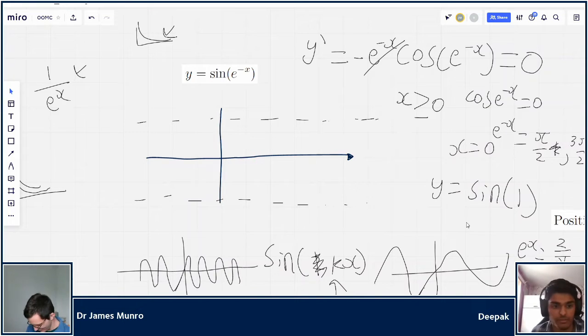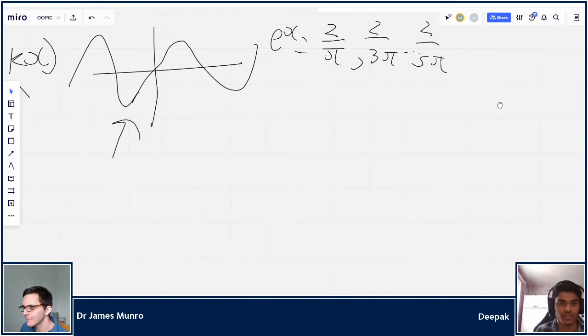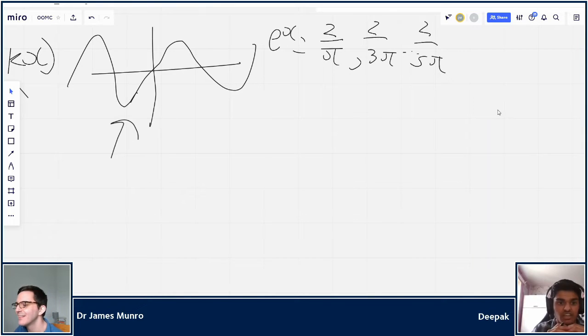But if we ln both of them, one of the consequences is that the x values are going to be further and further spread out. That sort of checks with our intuition about the function: as x goes really big, this is going to go really small, which should give us bigger wavelengths. And since it's getting bigger, the turning points should be further away, right?